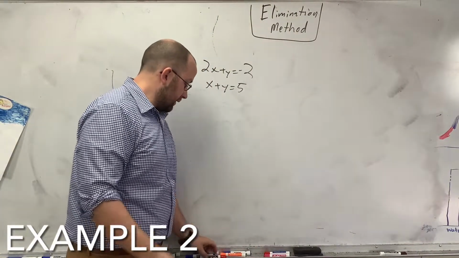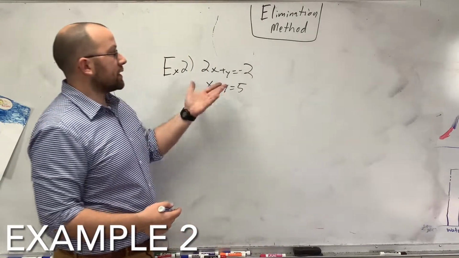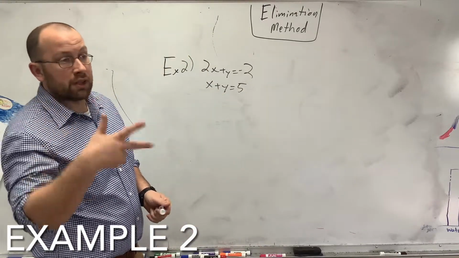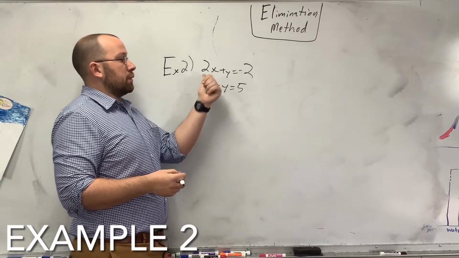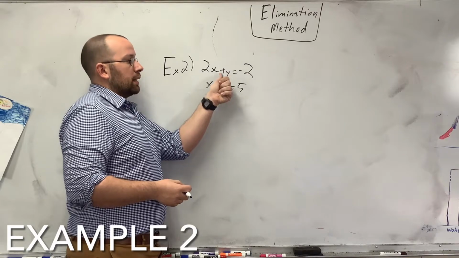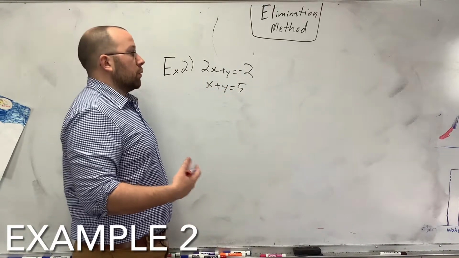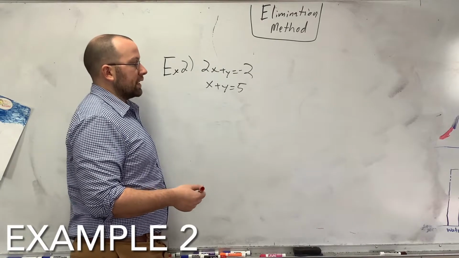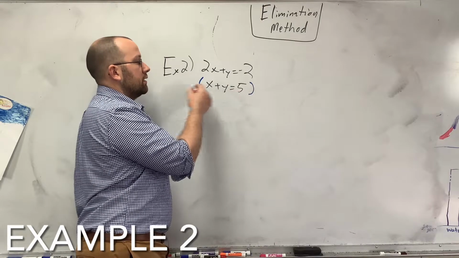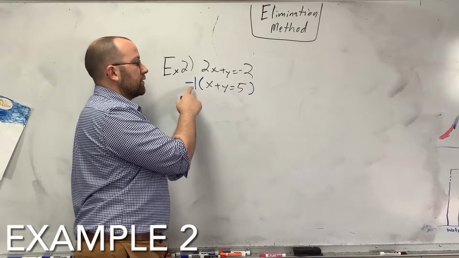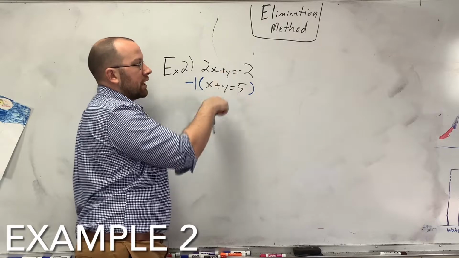Alright, with the first one, it was already set up for us to eliminate one of the variables because we already had the inverse. Here, there are no inverses yet. I have a 2x and a 1x, and a positive 1 and a positive 1. So what can I do to make an inverse here? Well, I can multiply this all by negative 1. If I make that negative 1, it'll make my inverse here, and I can get rid of them.